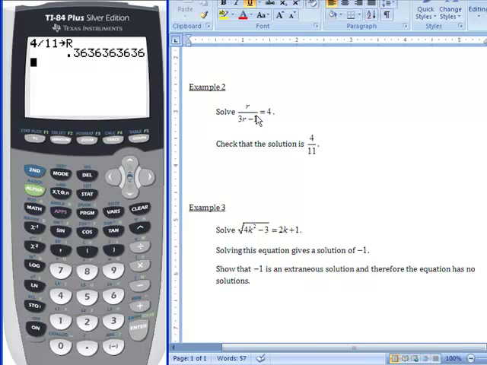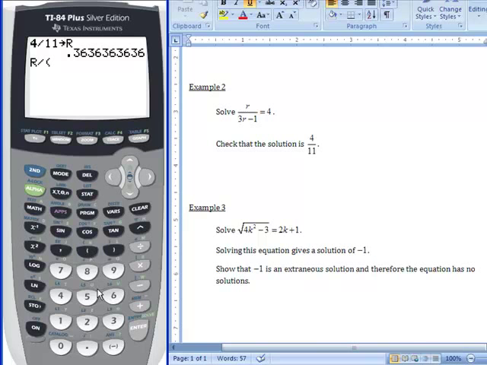Now we need to type in this expression. So we're going to start with r. So again, we'll have alpha and that multiplication key. And we're going to divide that by 3r minus 1. Now we want that subtraction to take place before the division represented by the fraction bar. So we need to put the denominator in parentheses.